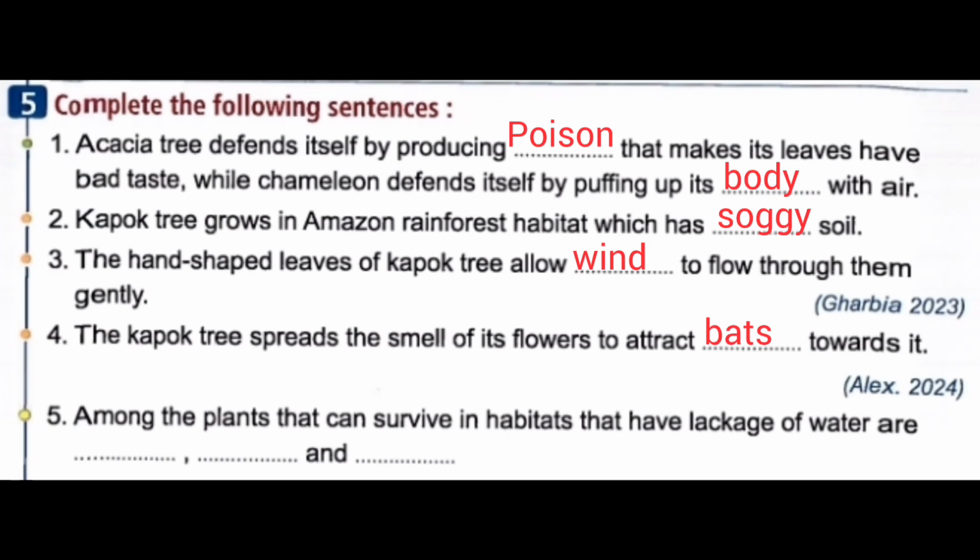Number 5. Among the plants that can survive in habitats that have lack of water are. He wants examples for plants that can survive in desert or habitats that have lack of water. Acacia tree, palm tree, and barberry fig.